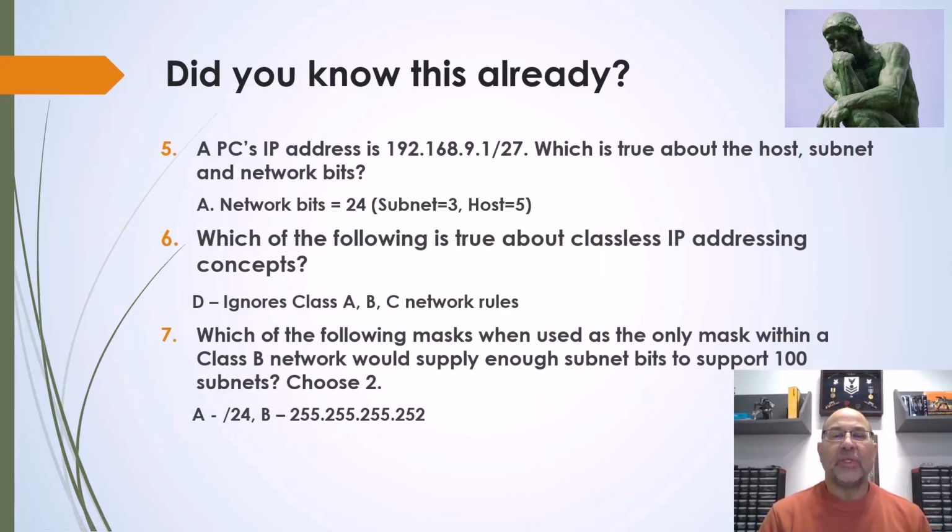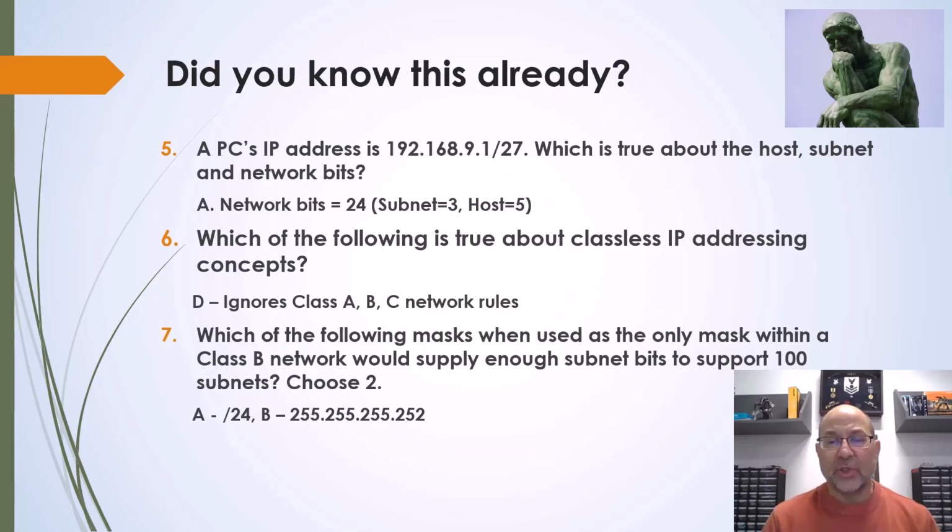Question number 5. A PC's IP address is 192.168.9.1/27. So the tricky part here is that they're not giving us the mask. We have CIDR notation, which is true about the host, subnet, and network bits. Okay, well, at first glance we go, oh, that's a Class C. And it is a Class C, but it's subnetted. So what do we now know about the arrangement of that last octet? Well, the network bits are still 24. The subnet bits are going to be 3, and the host bits are 5, because that /27 means that we stole 3 bits from the host portion.